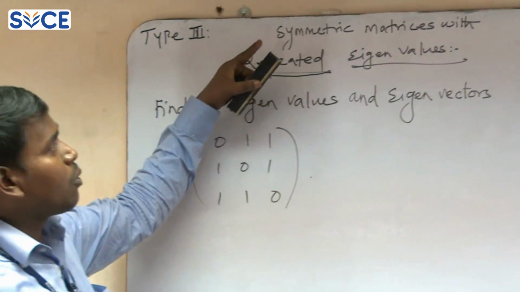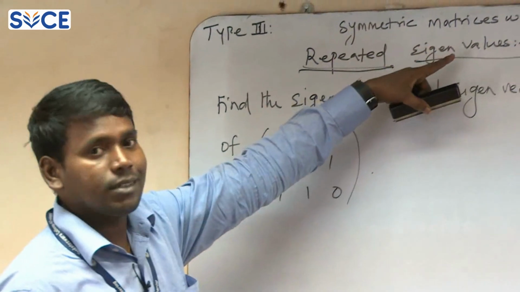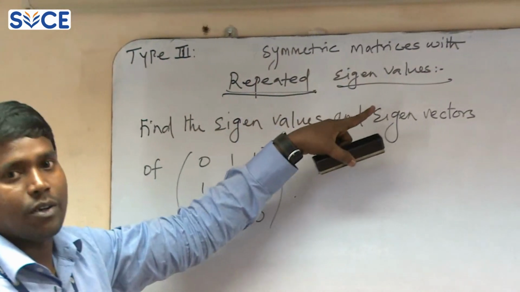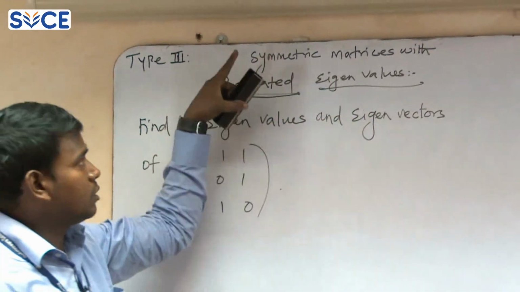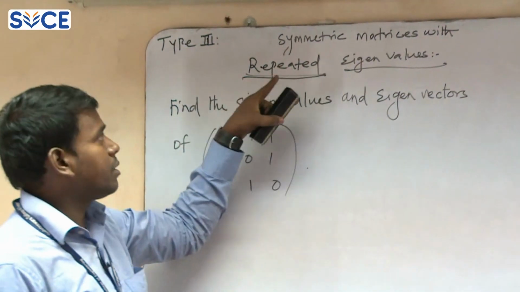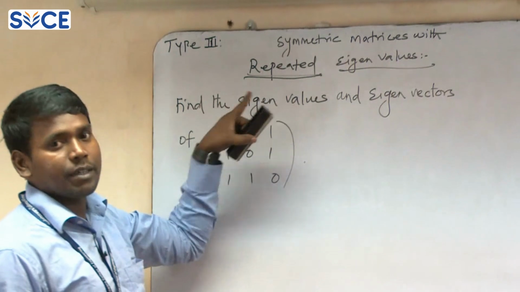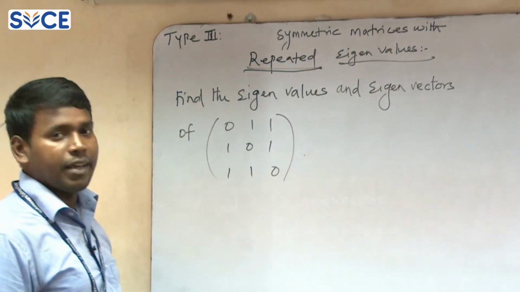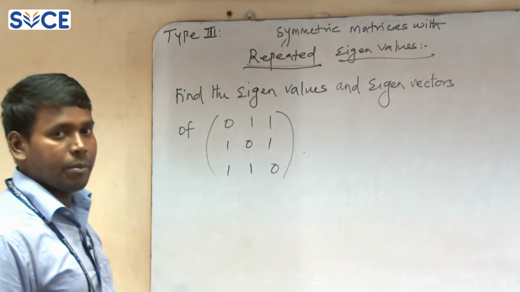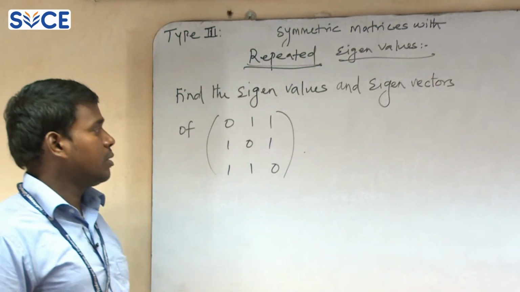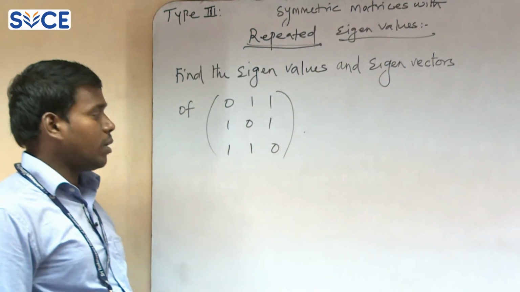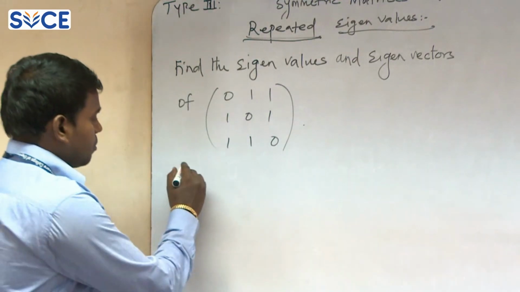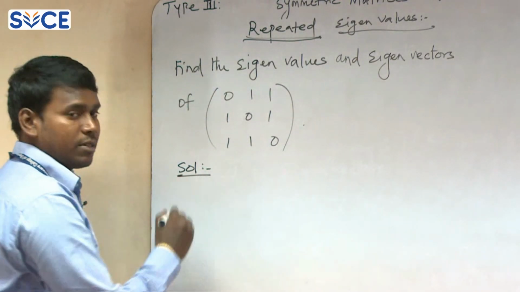Type 3 problems are based on symmetric matrices with repeated eigenvalues. So, type 1 and 2 are non-symmetric, type 3 is symmetric with repeated eigenvalues. The first problem: find the eigenvalues and eigenvectors of the matrix, 3 by 3, 0, 1, 1; 1, 0, 1; 1, 1, 0. Solution, the same 3 steps.